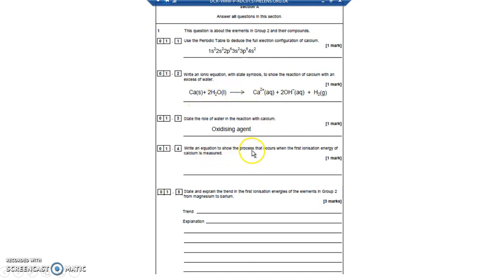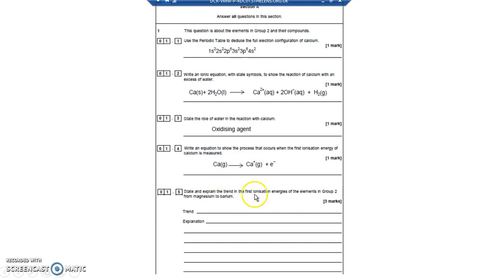Write the equation to show the process that occurs when the first ionization energy of calcium is measured. So you've got calcium, it's got to be a gas, loses an electron to form a 1+ ion. So calcium gas loses an electron, there's the electron that's lost, and it's still a gas, and it forms a 1+ ion because it's lost 1 electron.